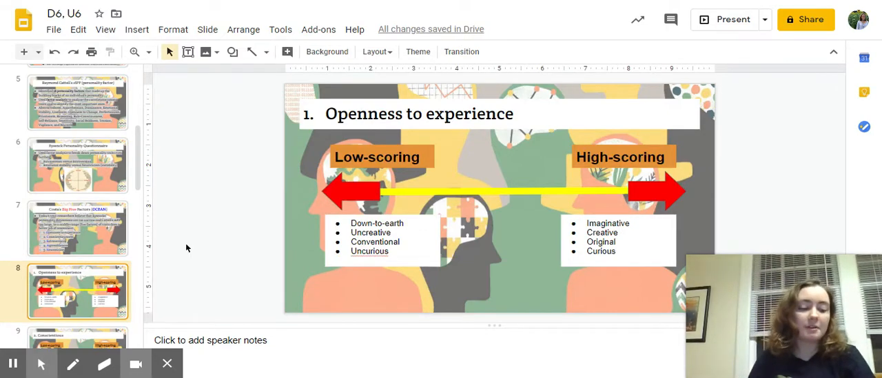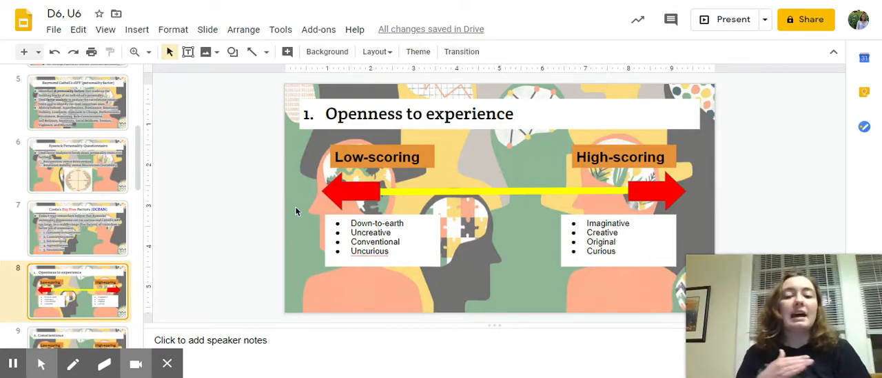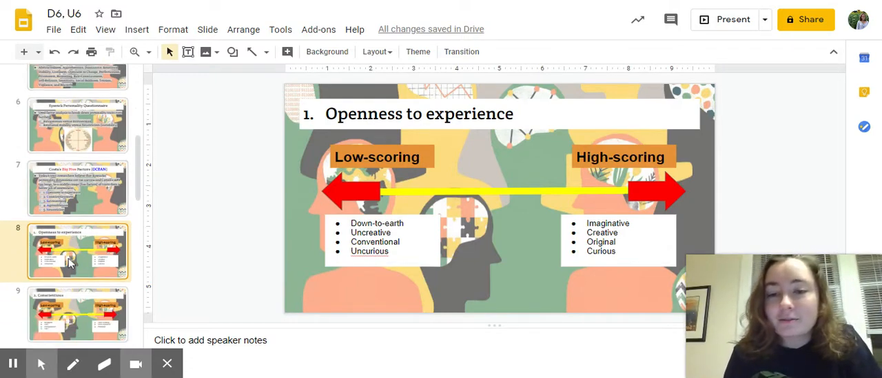If you're high scoring, you would be very open to trying new things. You're imaginative, creative, original. You're someone who's very open-minded. This is the person that I'd want to travel the world with. They have a very open mind and like to try new things and be creative and original. If you're low scoring, then you would be more conventional, more into tradition, not so curious. You'd be a little more closed-minded, and you'd want to stick to what you know. Stick to the status quo, like High School Musical.